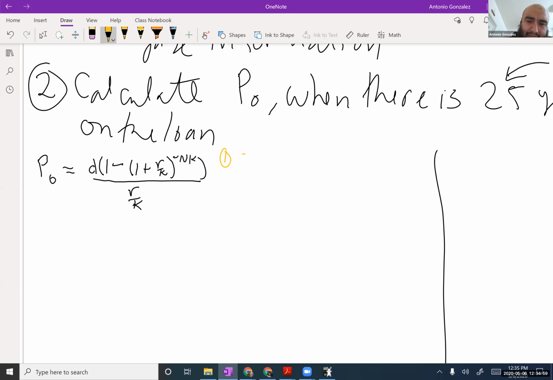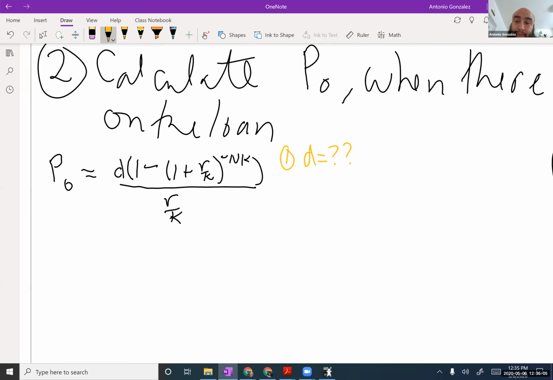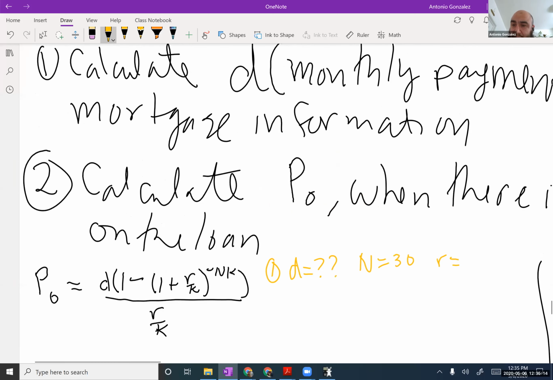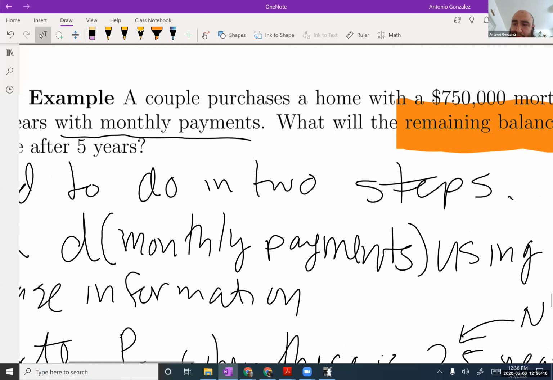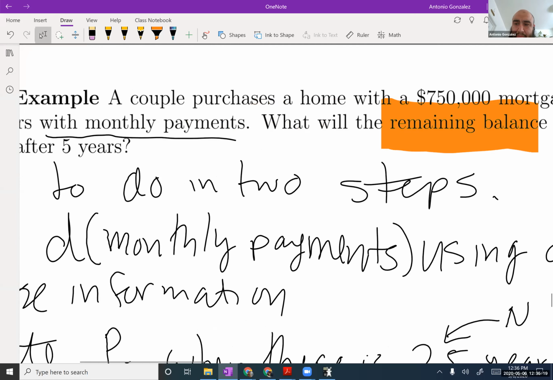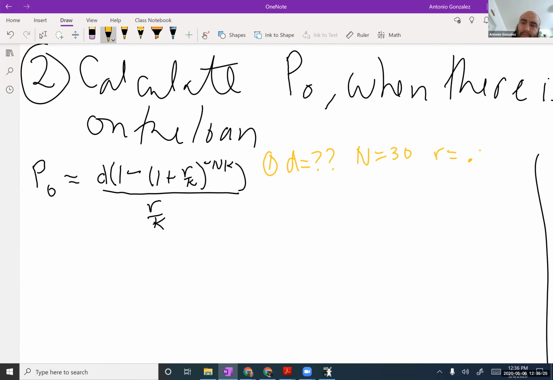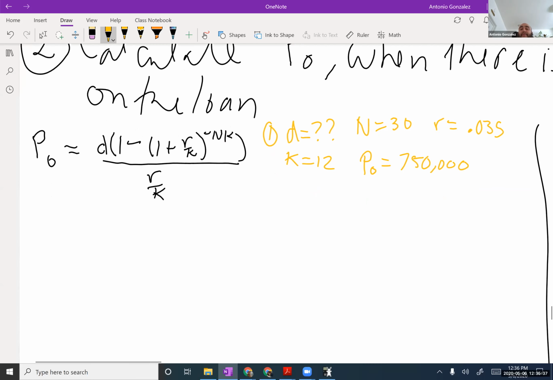in this case, my monthly payment is my unknown. My n is going to be 30 years, like I have a 30-year mortgage. My rate, what was my rate again? 3.5%. Monthly payments, so k is 12. And then my initial amount was 750K. So that's the setup for part 1.